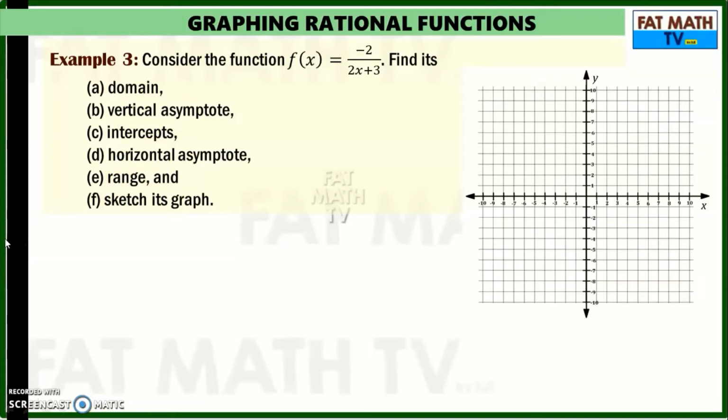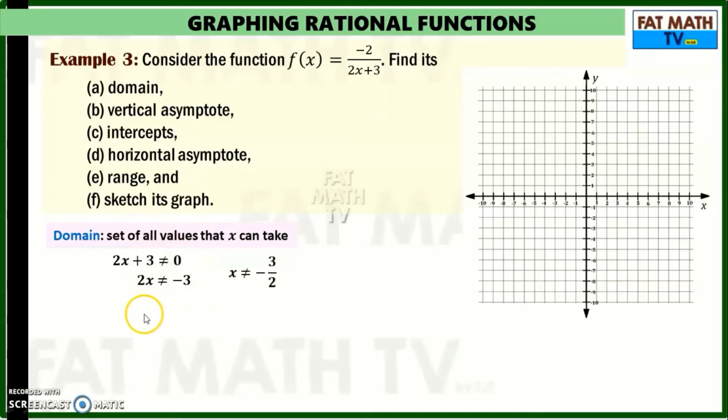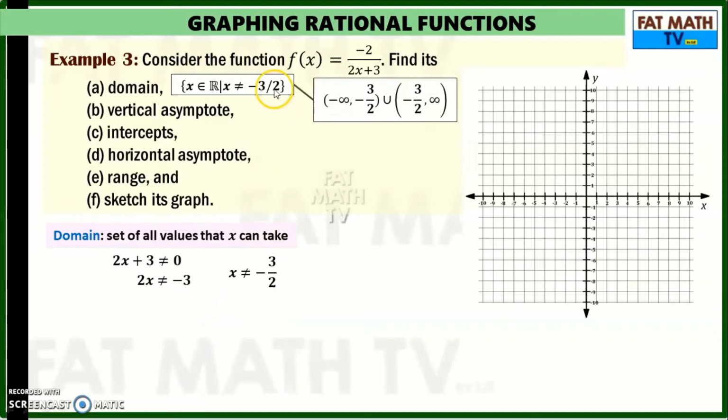So let's start with the domain. We should have in the domain any real number except the value that will make the denominator 0. So 2x plus 3 must not be equal to 0. So what value of x will make that 2x plus 3 equal to 0? So solve the inequality in this case. You can transfer this to the other side. It will become -3. Divide both sides by 2. You will get x should not be -3/2. So for the domain, it can be any real number except -3/2.